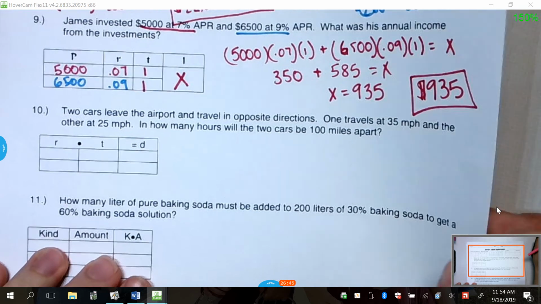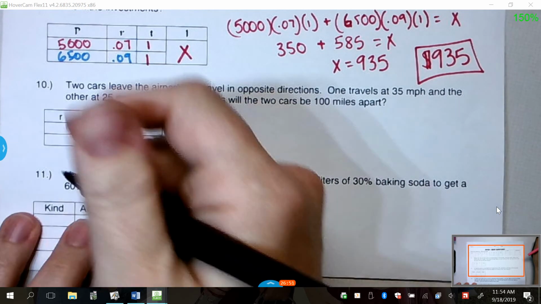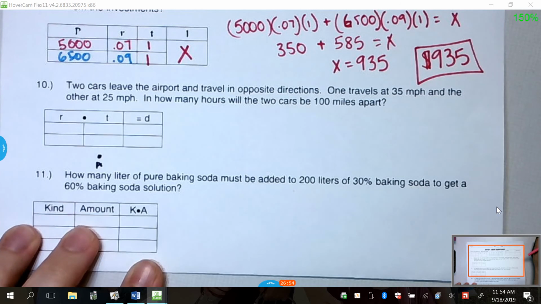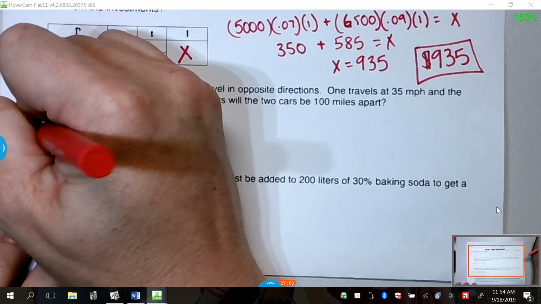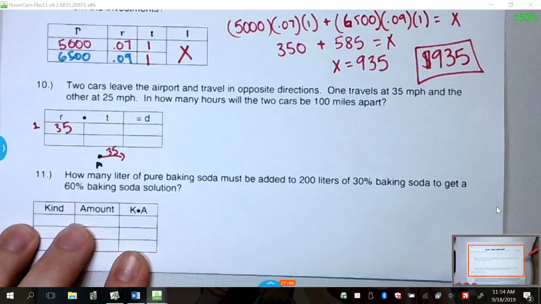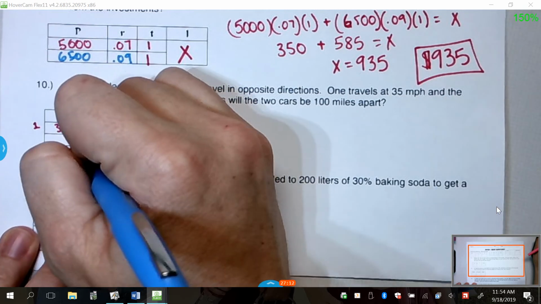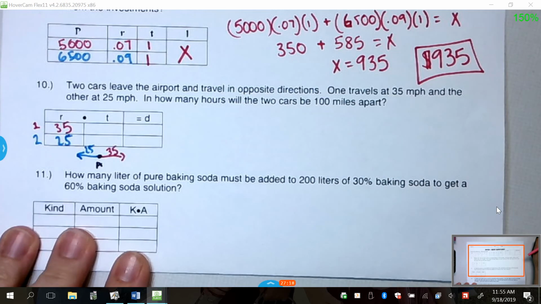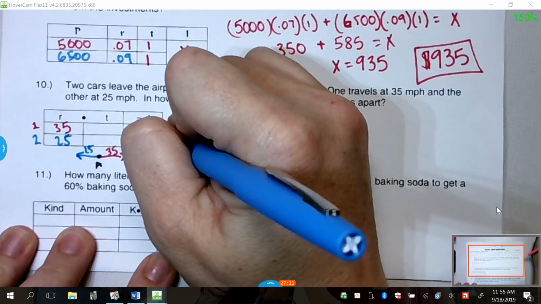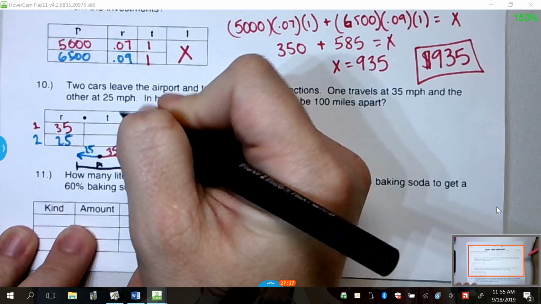Okay, look at number 10. 2 cars leave the airport and travel in opposite directions. So I have the airport and 2 cars traveling in opposite directions. One travels 35 miles per hour. So this is my first car, and their rate is 35 miles per hour. And the other goes the opposite direction, 25 miles per hour. So my rate is 25. How many hours will the 2 cars be 100 miles apart? So we know that their total distance will be 100 miles apart.